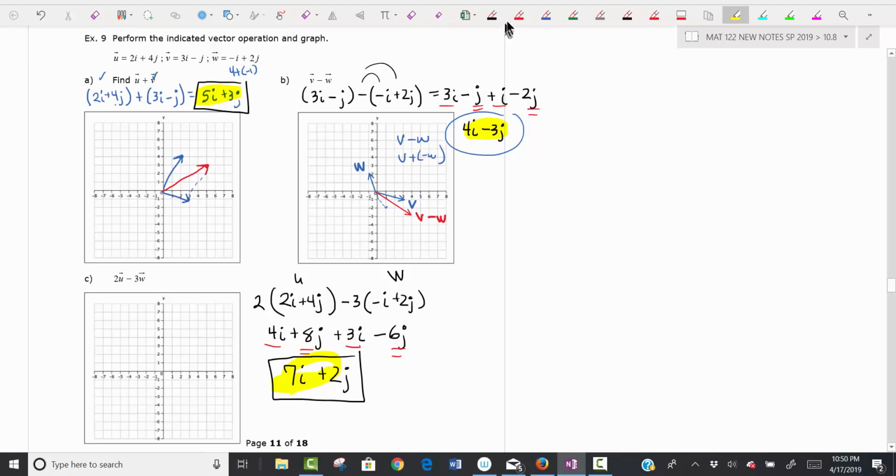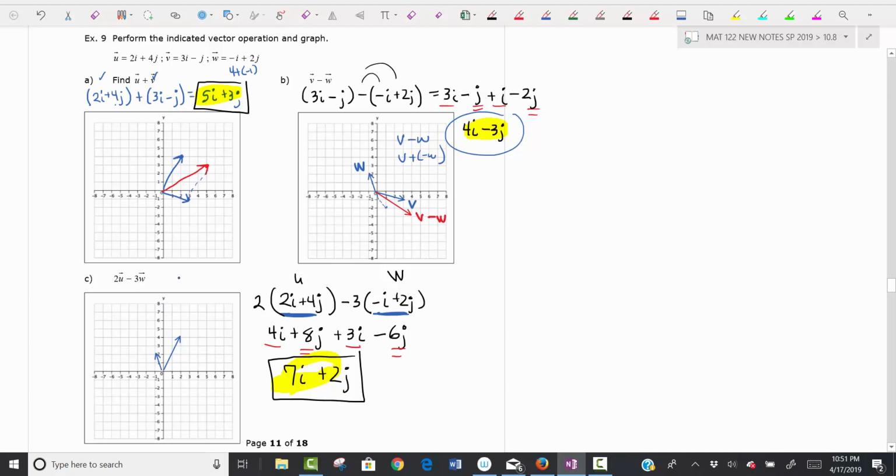This one's a little bit harder to see maybe, but I'm going to have you just graph the original vectors. We're going to do these two vectors right here. For the first one, we're just going to plot out 2i plus 4j. So go over 2, up 4. That would be your first vector. And for the second one, let's do negative i plus 2j. That would be left and then up. So that one will go like that.